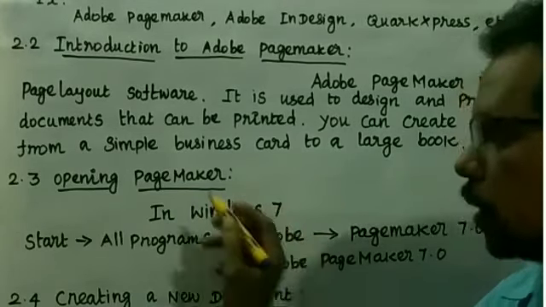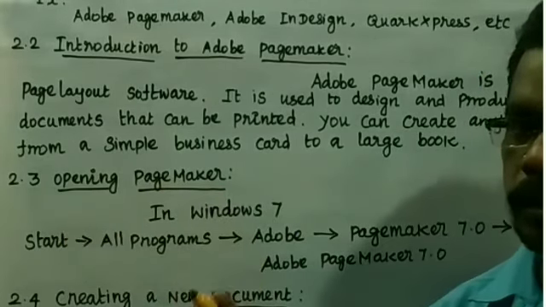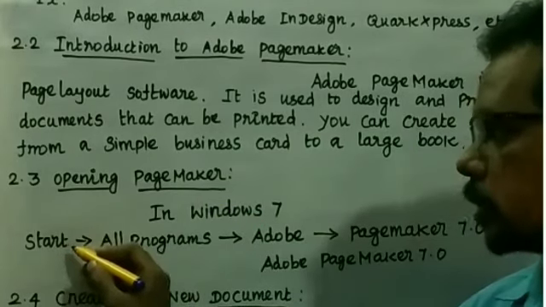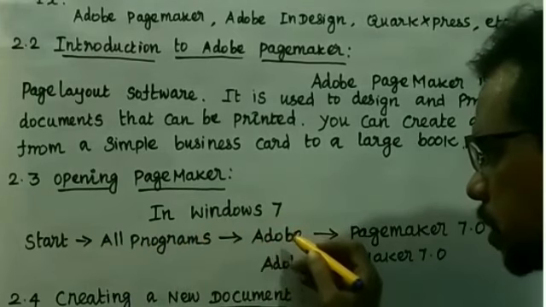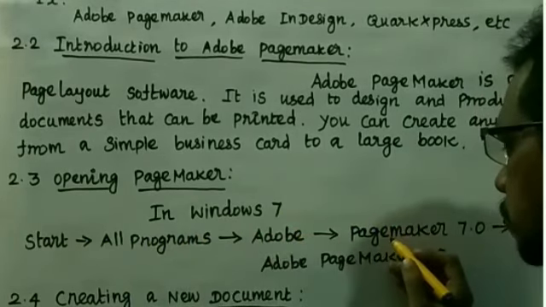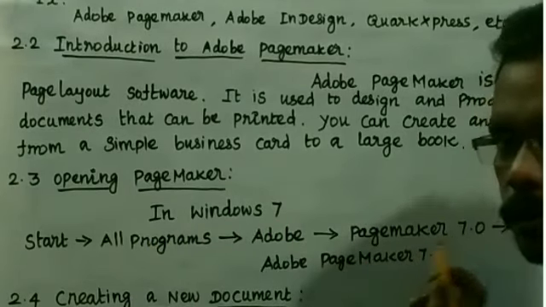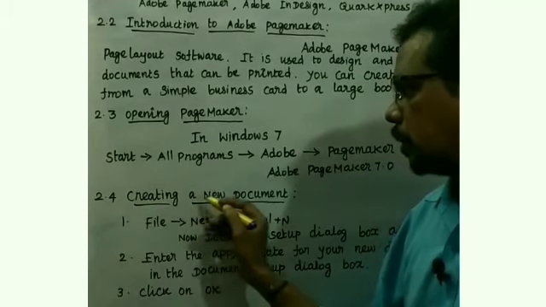In Windows 7 we have to click the start button. Where is the start button? On the desktop, at the top leftmost corner, you have the start button. If you click the start button, the All Programs option appears on the screen. Then select Adobe, then select PageMaker 7.0, then select Adobe PageMaker 7.0.